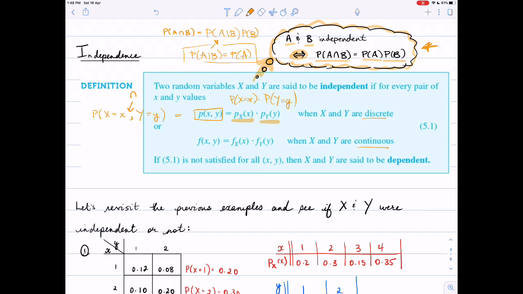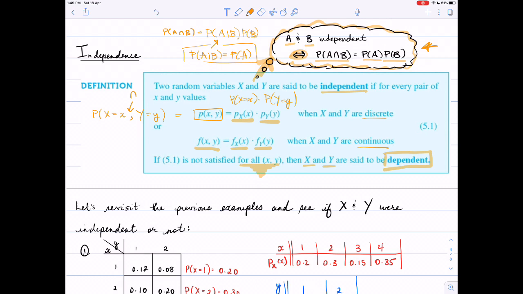And a very similar thing in the continuous case: the joint density function, if X and Y are independent, will be the marginal density of X times the marginal density of Y. And if these things are not satisfied for all x and y, then the random variables X and Y are not independent. They are said to be dependent.